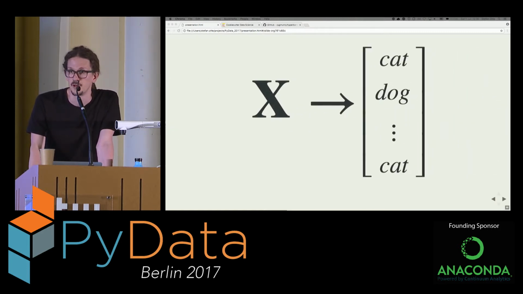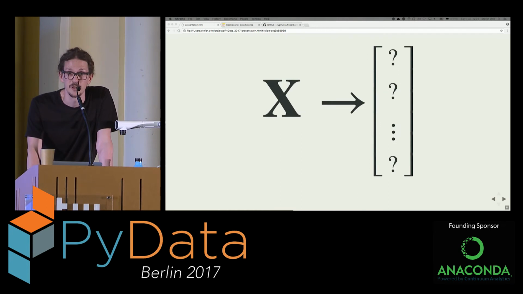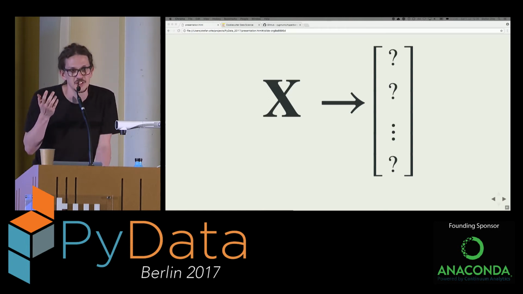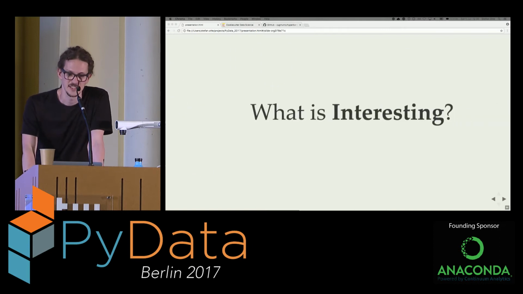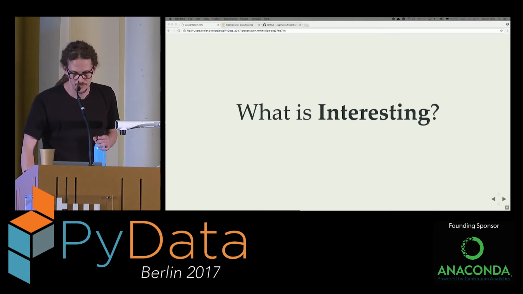To bring that point home, this is a supervised setting. We have our data X, and we have our labels Y, for example cat, dog, whatever. But now in an active learning setting, we don't necessarily have labels. This is not strictly speaking an unsupervised problem, but we have to decide where we want to get data, where we have to query, right? So the question is, what is an interesting point? What is interesting? And there are many possible answers.